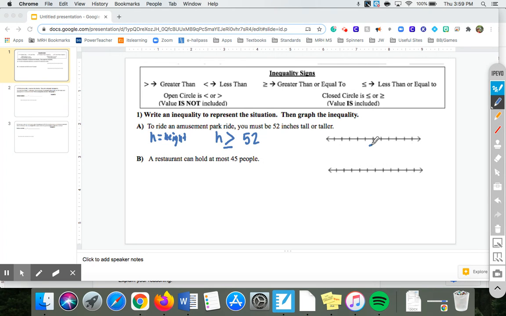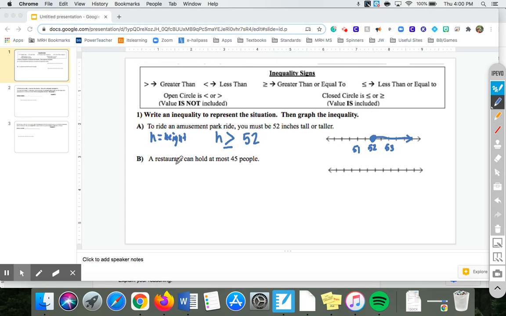Then graphing this, again, just a reminder, so I had 52. Here I could have 53, 54. Other side of this would be 51. But my graph would be a closed point, with my arrow going to the right, because all the values to the right of 52 that are greater than 52 would satisfy my inequality.